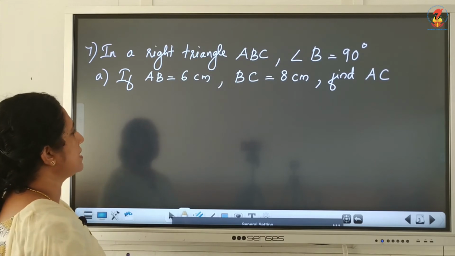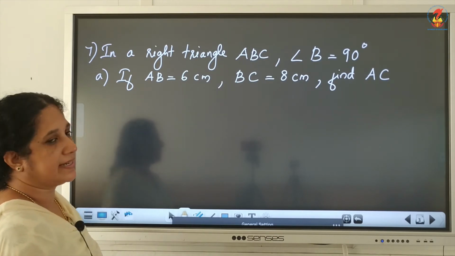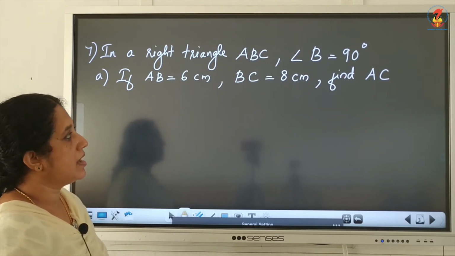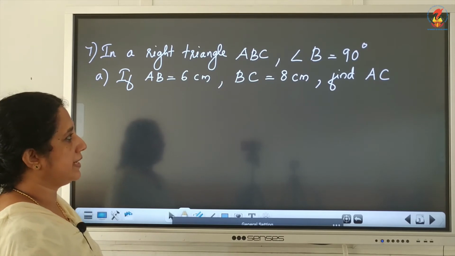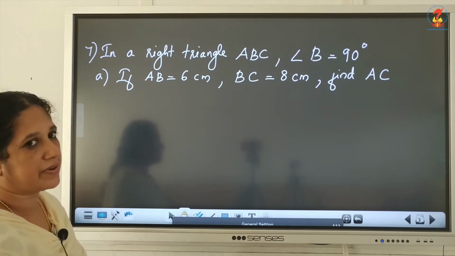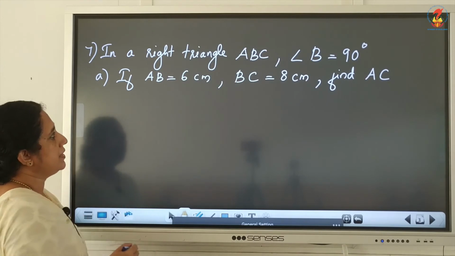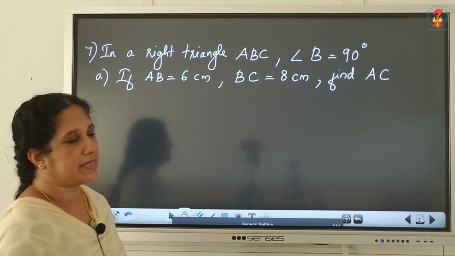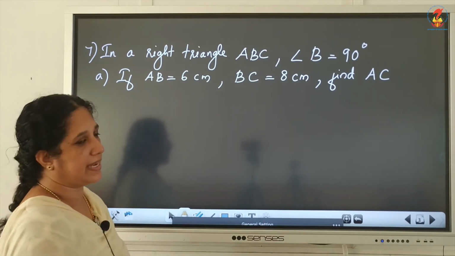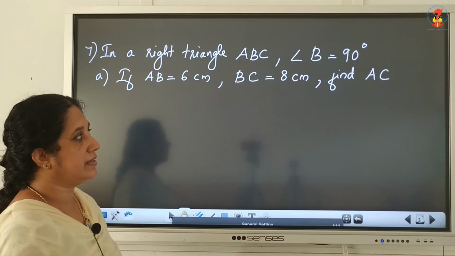Now, question number 7. In a right triangle ABC, angle B equal to 90 degree. Then first part of the question. If AB equal to 6 centimeter, BC equal to 8 centimeter, find AC.